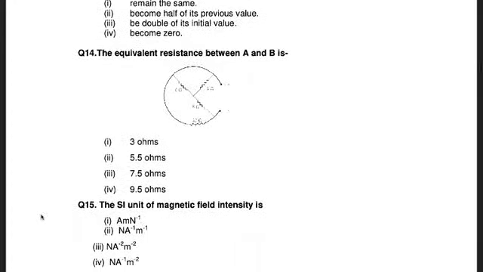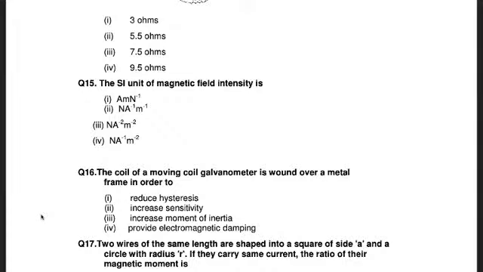Question number 15. The SI unit of magnetic field intensity is: option 1, A m^-1; option 2, N A^-1 m^-1; option 3, N A^-2 m^-2; option 4, N A^-1 m^-2. Correct. The answer is option 2, N A^-1 m^-1.